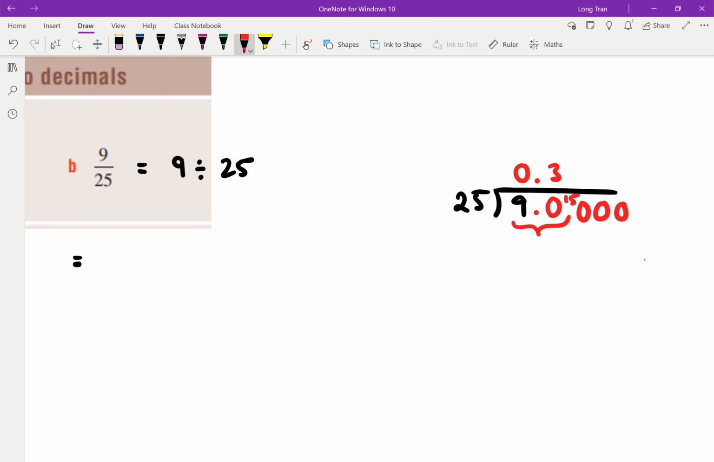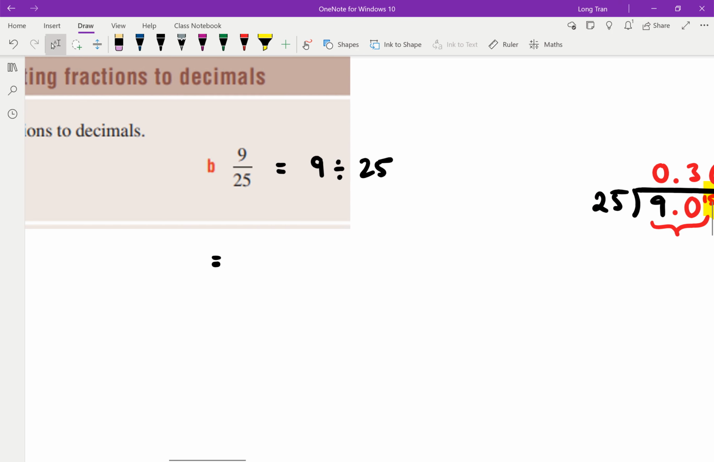And remember, you can keep going. So this is 150 now. That 15 carries with the 0 because 25 gets into 90 3 times, but remainder of 15. So I carry the 15 to the next 0, and that makes it 150. So how many 25s fit into 150? And you can count on your fingers or multiples of 25, but I know that fits in 6 times. Okay, so it fits in 6 times to make 150. So the answer technically is 0.36.